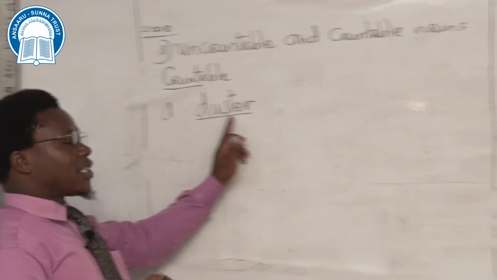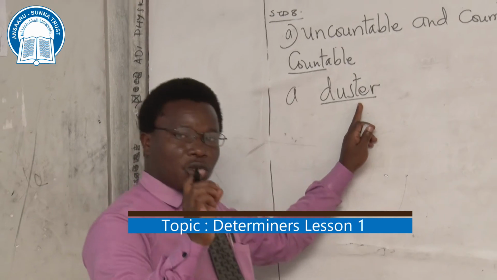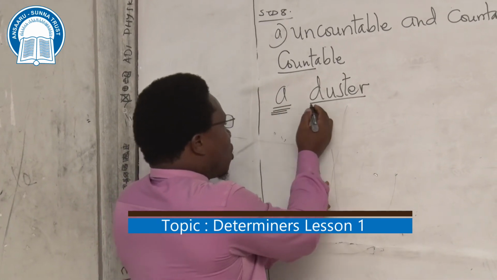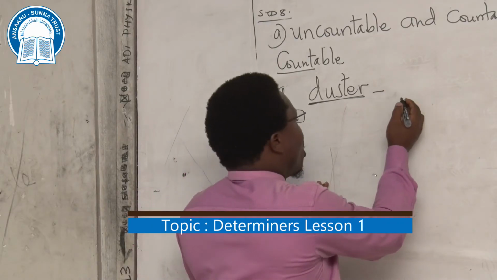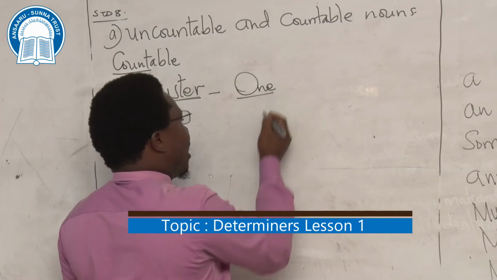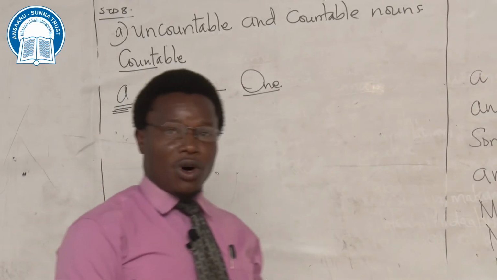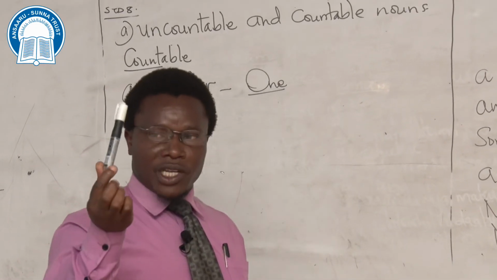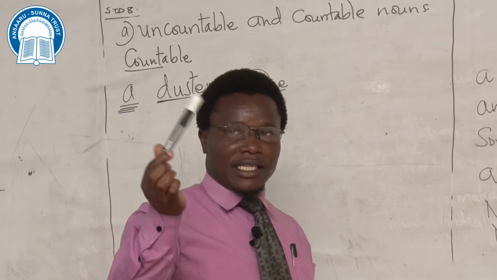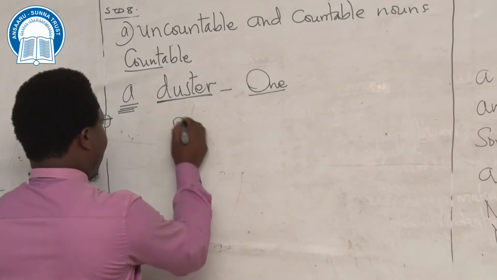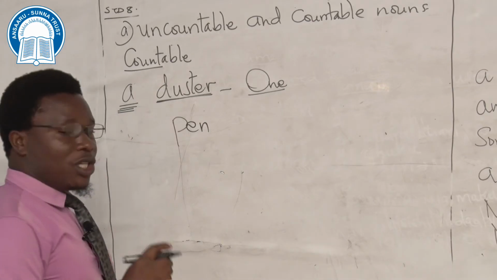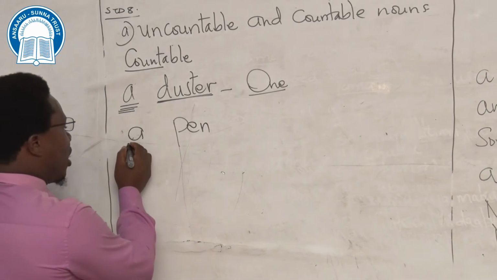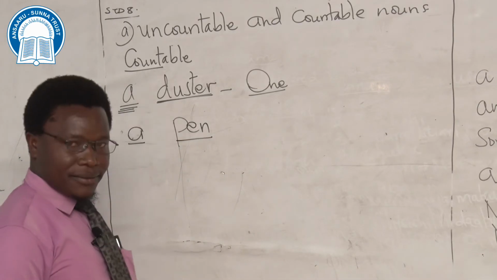The real object is a duster. But because of the quantity, I'm able to place the article a, to say a duster, to show that it is only one, but not more than one. If I consider the object I'm holding, this is the object in the name of pen. But to denote the quantity, I'm able to add the article a to call it a pen.